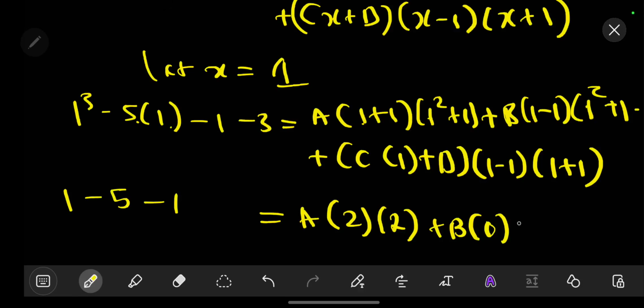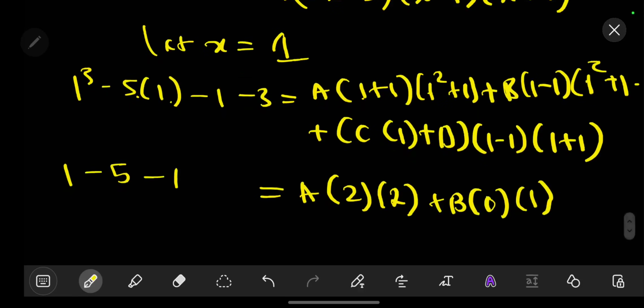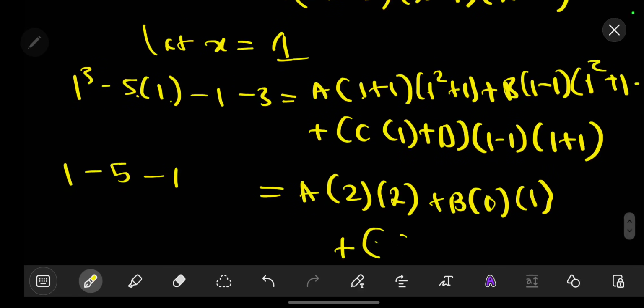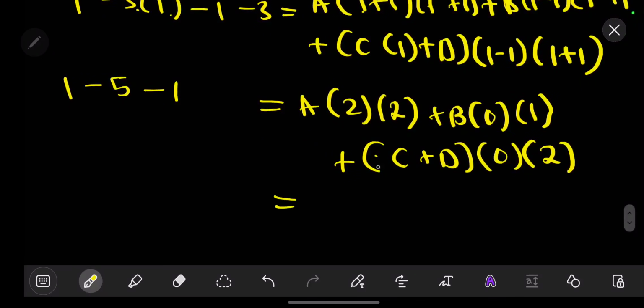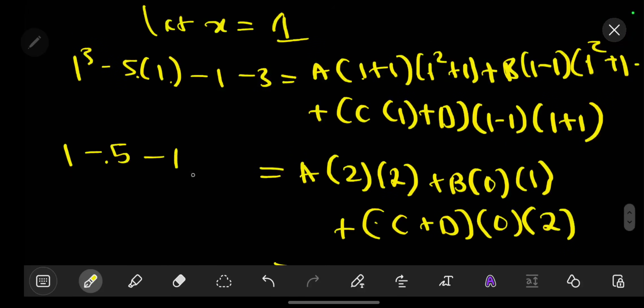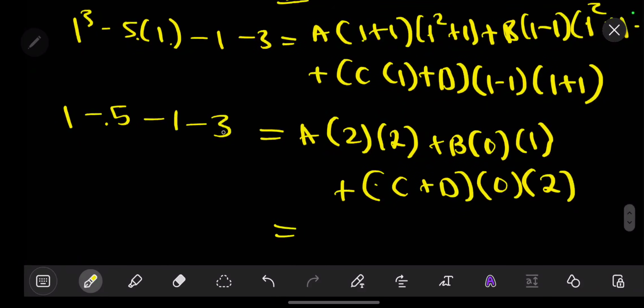1 plus 1 is 1. Then we are going to have plus our open brackets, we have c plus d, then times 0 times 2. So wherever there is 0, it is going to be 0. So we have 1 minus, so minus 3, minus 1, negative 5 minus 1, that's negative 6, minus 3, that's negative 9. 9 plus 1, it will be negative 8, should be equal to, we have 2 times 2 is going to give us 4a.